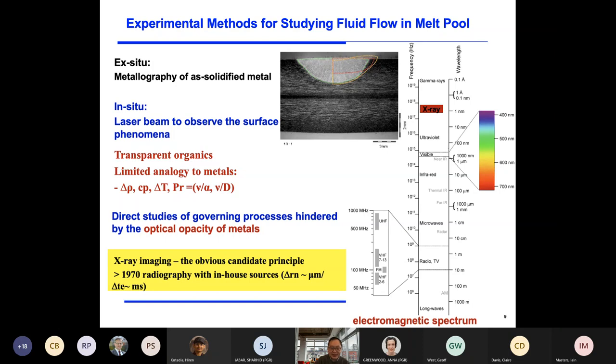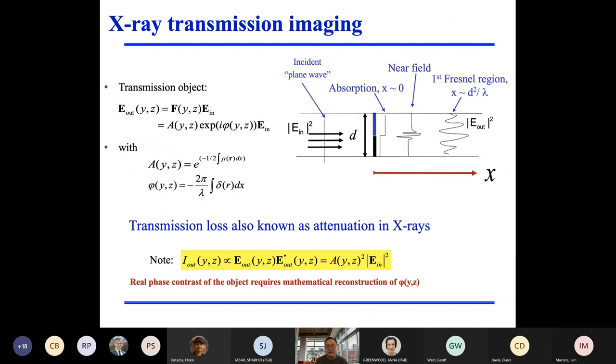Since the 1970s, X-ray has come in, and people started to use X-ray to look through liquid matter and try to figure out what happened during welding, right? Across the electromagnetic spectrum, X-ray gave us the opportunity to see through matter to a certain length of your material. So to observe this kind of very dynamic, kinetic process, the transmission imaging method is one of the popular methods.